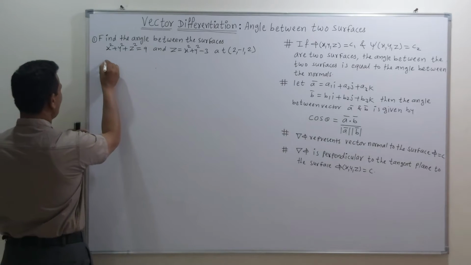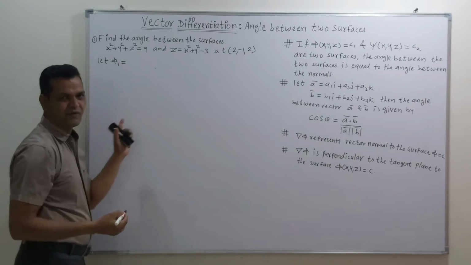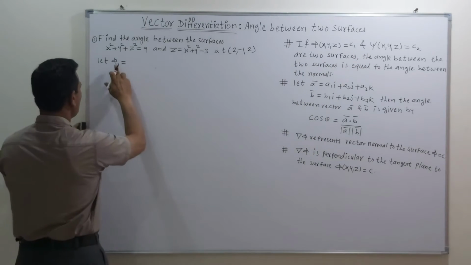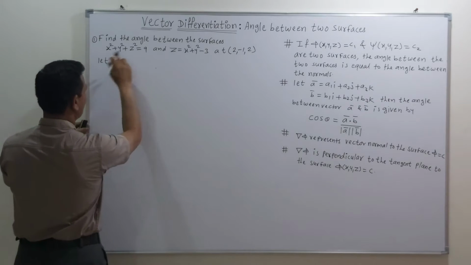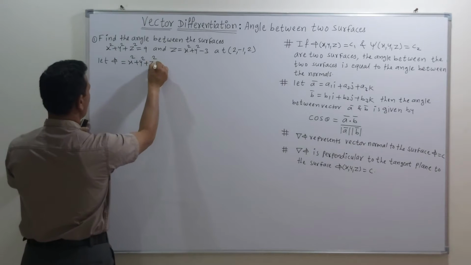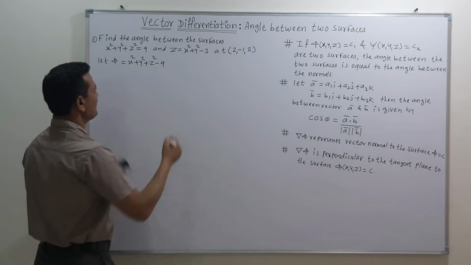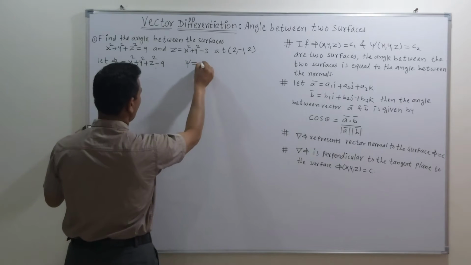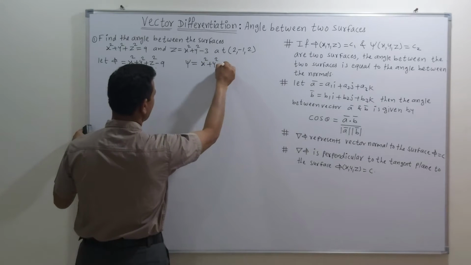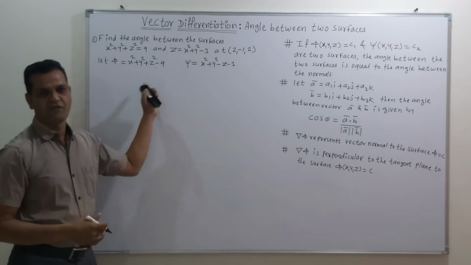Friends, let's denote the first surface by phi 1, or we may denote this simply by phi. Different people use different notations. So let's denote the first surface by phi, which is defined as x square plus y square plus z square minus 9 equal to 0. And another surface is defined as psi, which is x square plus y square minus z minus 3, after taking z to the right side. So these are the values of phi and psi.